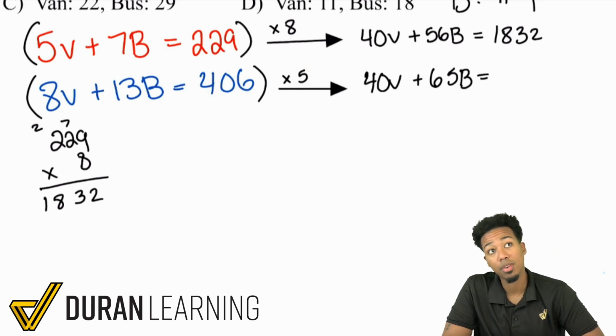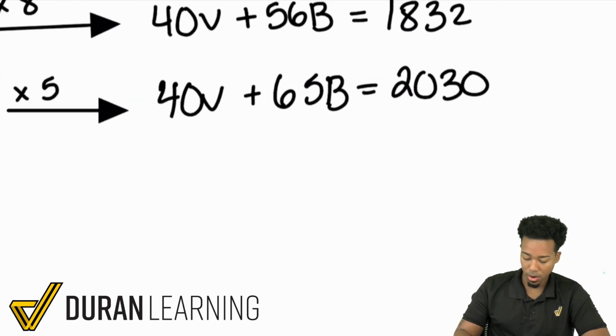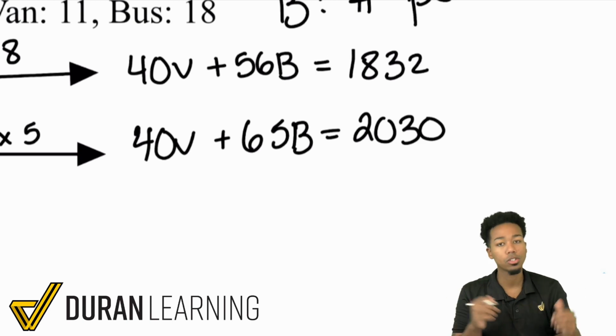Well, 400 times 5 is 2,000. 6 times 5 is 30. So we end up having 2,030. And there they are. There are 2 equations. Let's go ahead and get to work.